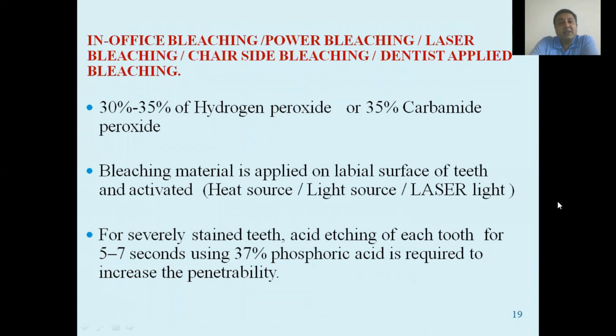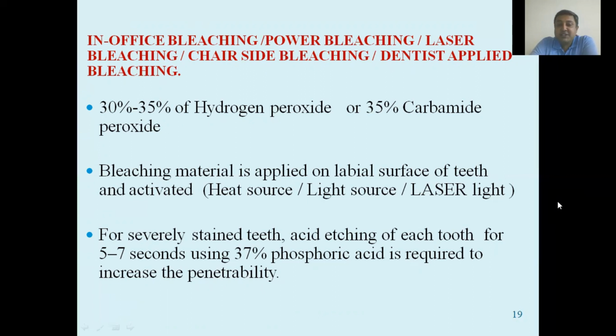Next technique is in-office bleaching technique, or commonly known as power bleaching technique or laser bleaching technique, chair-side bleaching technique, or dentist applied bleaching technique. Here what bleaching agent is used? Either 30 to 35% hydrogen peroxide can be used, or 35% carbamide peroxide. The bleaching material here is applied on the labial surface of the teeth and is then activated by a source. That source can be heat source, light source, or a laser.